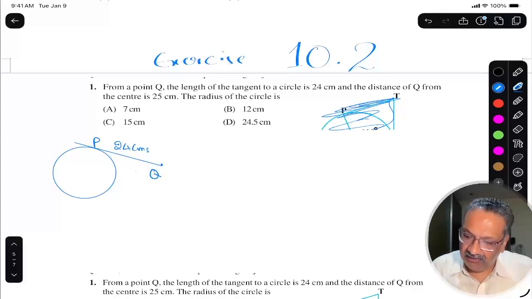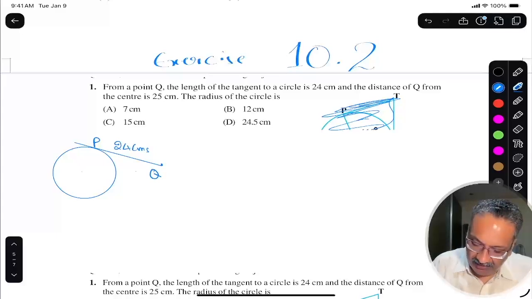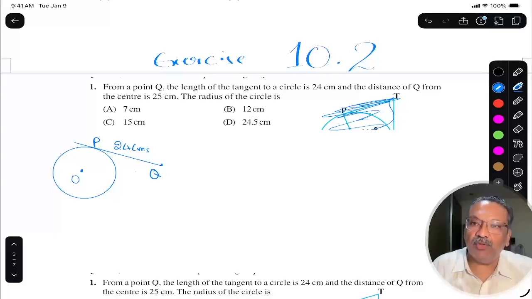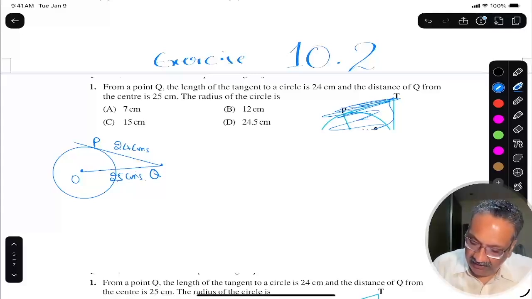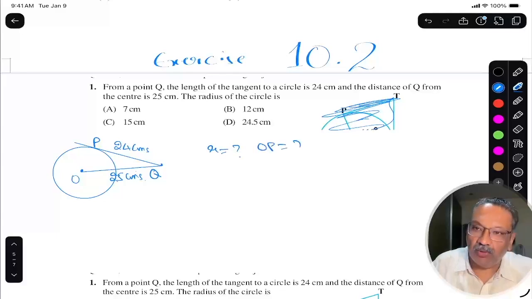And the distance of Q from the center is 25 centimeters. So I'll call the center as O. Alright. So distance of Q from the center is how much? 25 centimeters. What are they asking? The radius of the circle. Radius means they want r, that is OP is equal to how much.